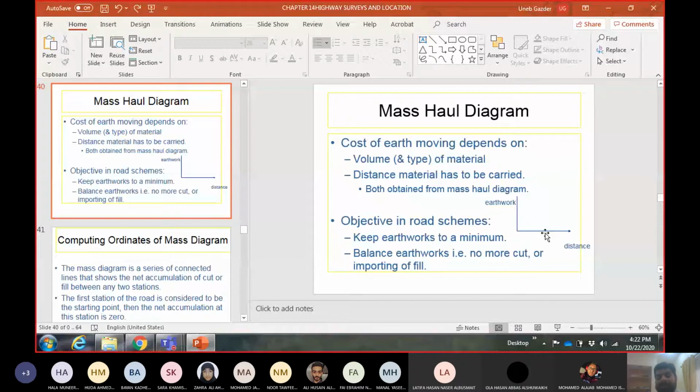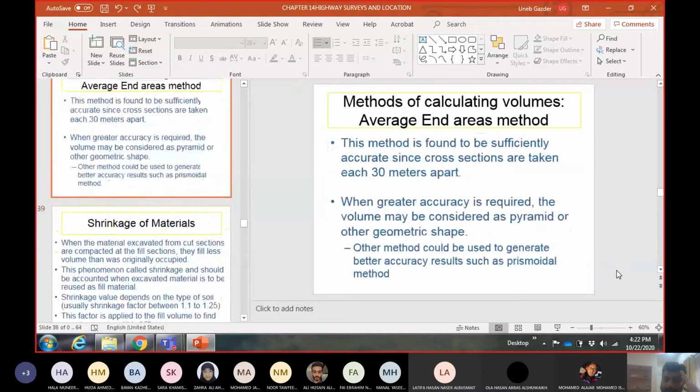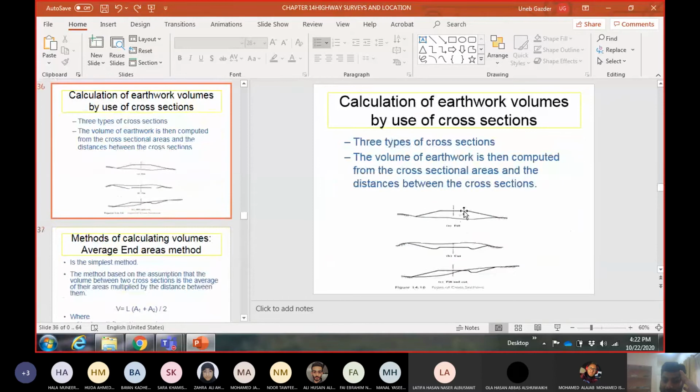We have already discussed that in road schemes we try to keep the earthwork to a minimum. How can we keep it to a minimum? By keeping the road level close to the ground level. If the road level and the ground level are very close to each other, then the area between them will be smaller and the quantity of earthwork will be less.